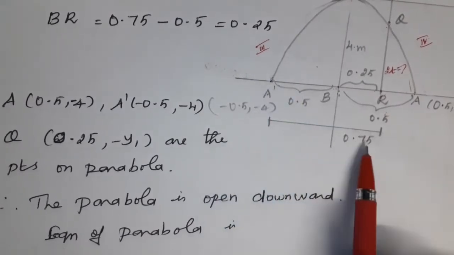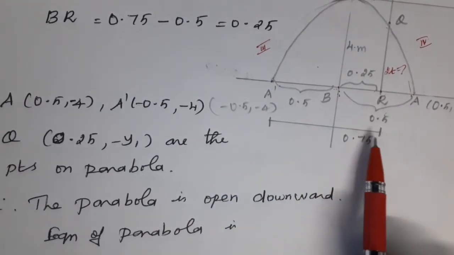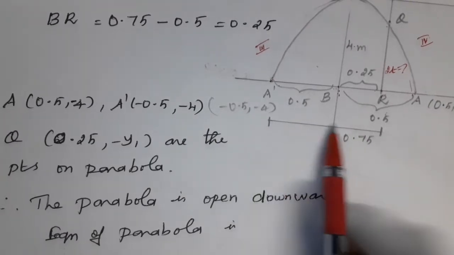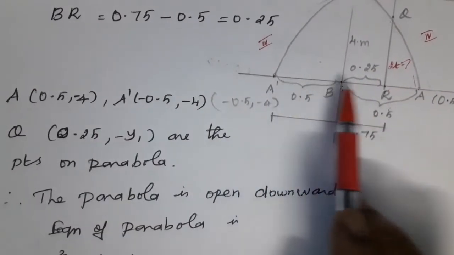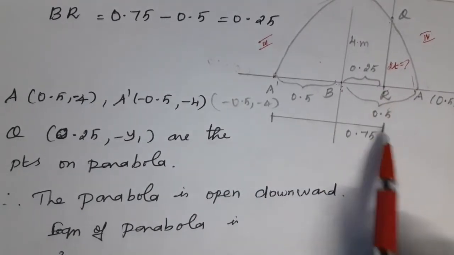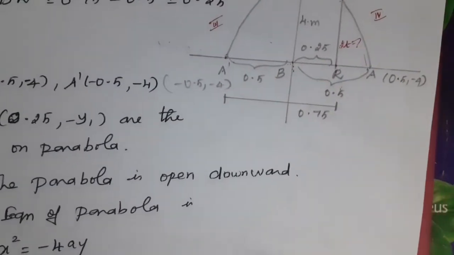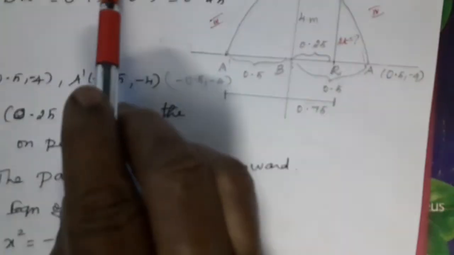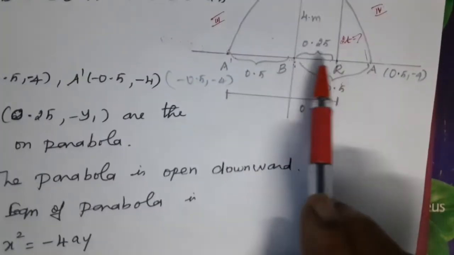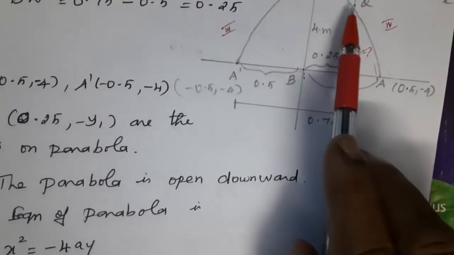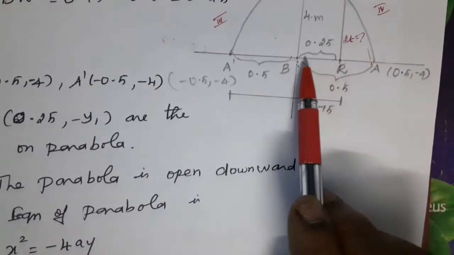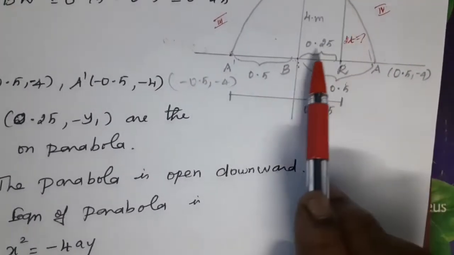A dash R, what is given? The horizontal distance is 0.75 meter. If the horizontal distance is 0.5 meter, what is the height of the waterfall? So A dash R is given as 0.5 meter. See the diagram. A dash R is 0.5 meter. What is our BR? We need BR and RQ.